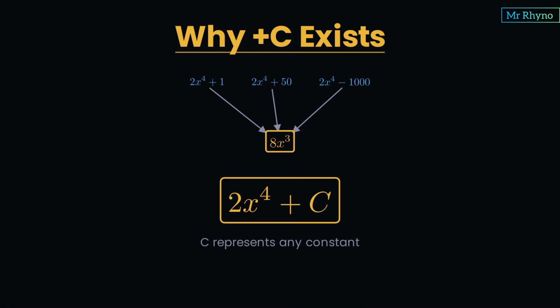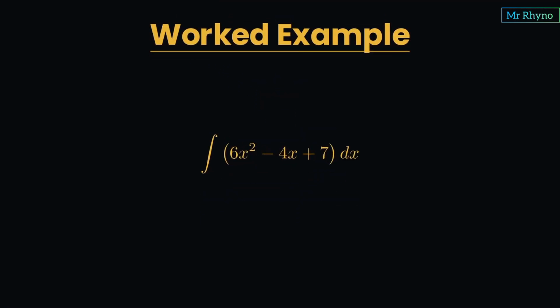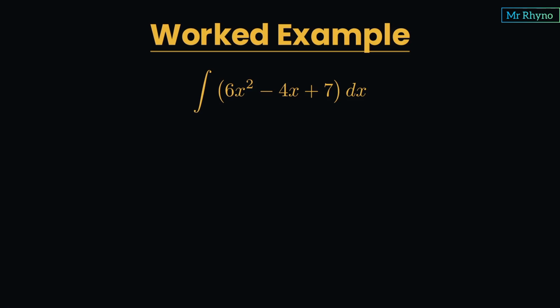So when you're finding an indefinite integral, don't just ask, what is the answer? Ask, what function has this derivative? Now let's make it slightly harder. Evaluate the integral of 6x squared minus 4x plus 7 dx. Work backwards, term by term.